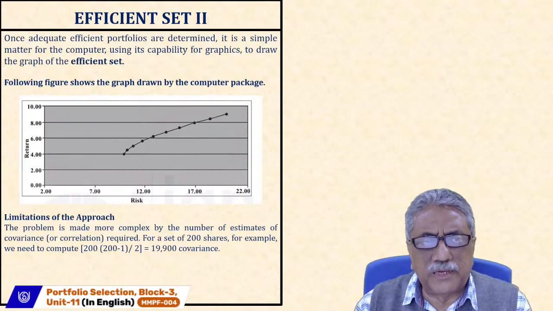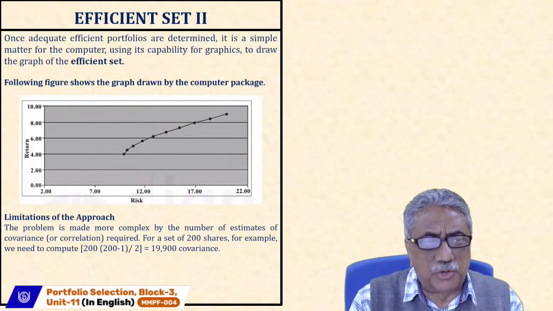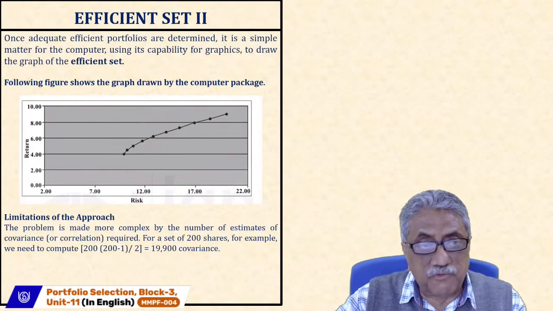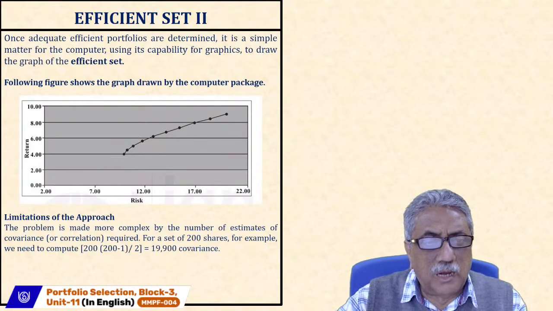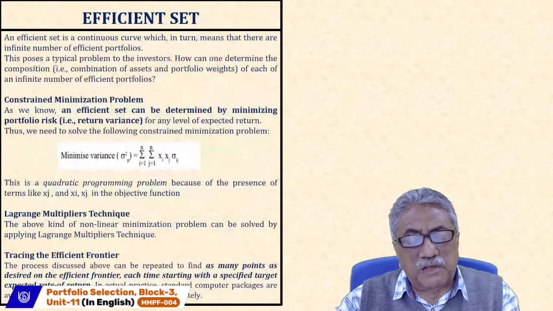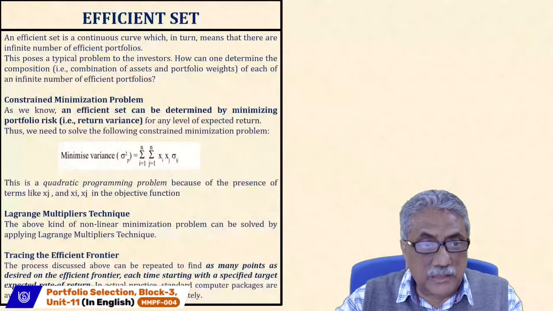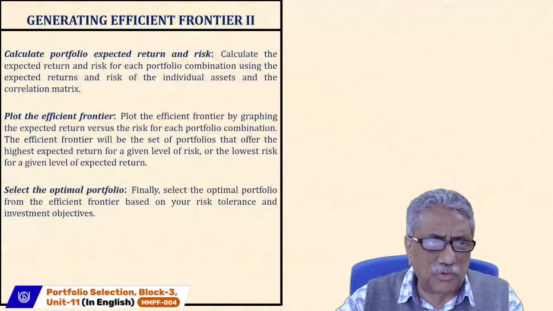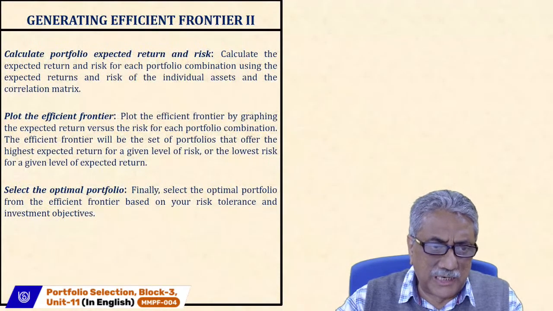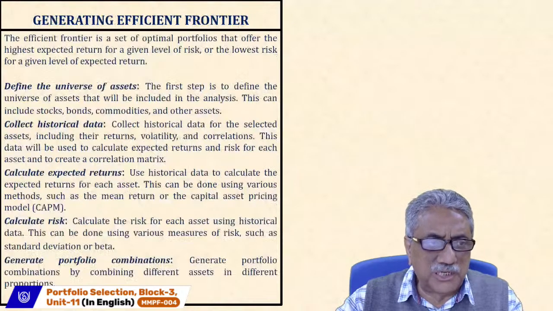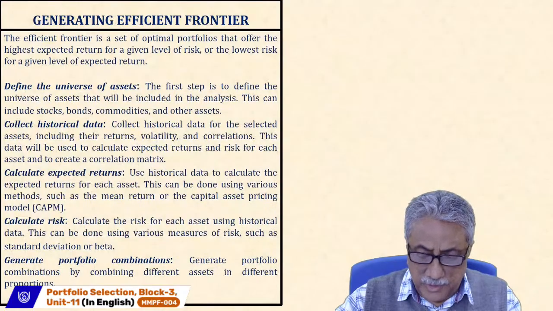Having said that, the efficient set we have completed. As I told you, minimization of the risk is important because we know the return and the other things. This is the process you have to follow: calculate the portfolio expected rate of return, plot the efficient frontier, select the optimal portfolio. This is definitely how you go about the efficient frontier.